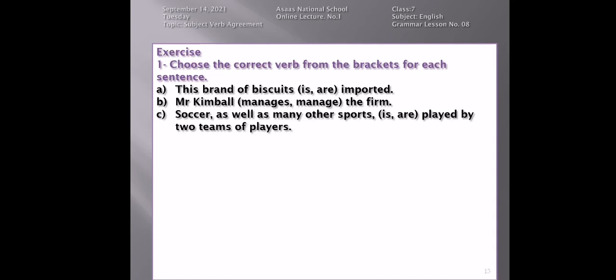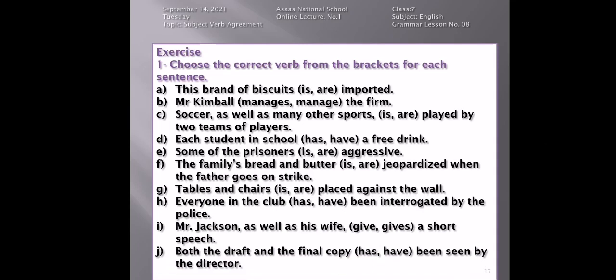Now see the third example, third part. Soccer as well as many other sports is or are played by two teams of players. "As well as" including "together with". If you find these phrases in a sentence, in that case you have to consider the first noun, and the first noun in this sentence is soccer. So soccer is one game. "Is" will be the appropriate verb here. This is how you're supposed to solve the rest of the parts yourself.